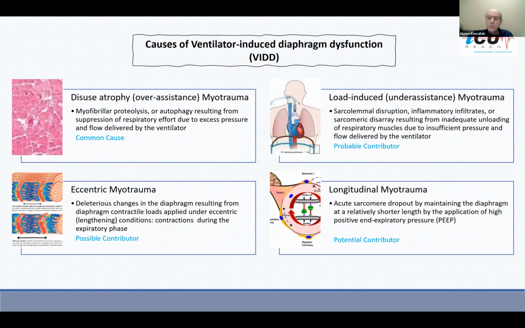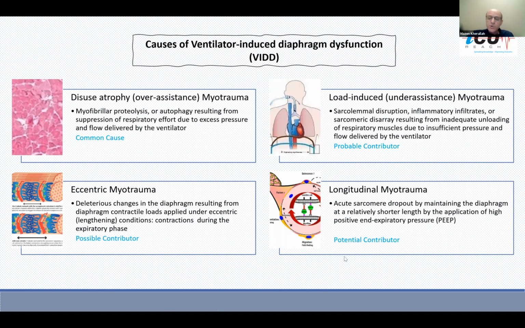And the last one is called longitudinal myotrauma. It's actually because of the PEEP that we put on. If you do not put enough PEEP, you end up making those fibers longer. So you maintain the diaphragm at a relatively shorter length by the application of appropriate PEEP in the system. If you do not put appropriate PEEP, those fibers are going to be a bit elongated actually, and this is what we call longitudinal myotrauma.